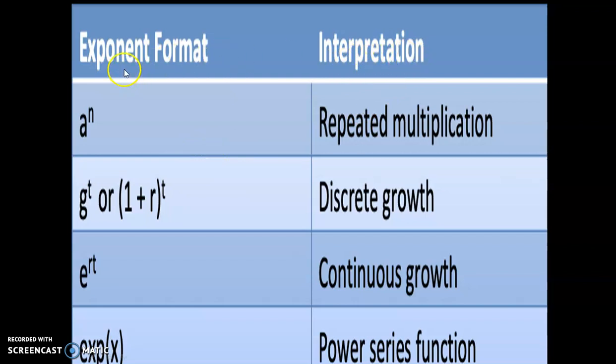I repeat again: exponent format and its interpretation. A raised to n is defined for repeated multiplication. g raised to t or 1 plus r raised to t is defined for discrete growth, e raised to rt is continuous growth, and exp of capital X is called the power series function.